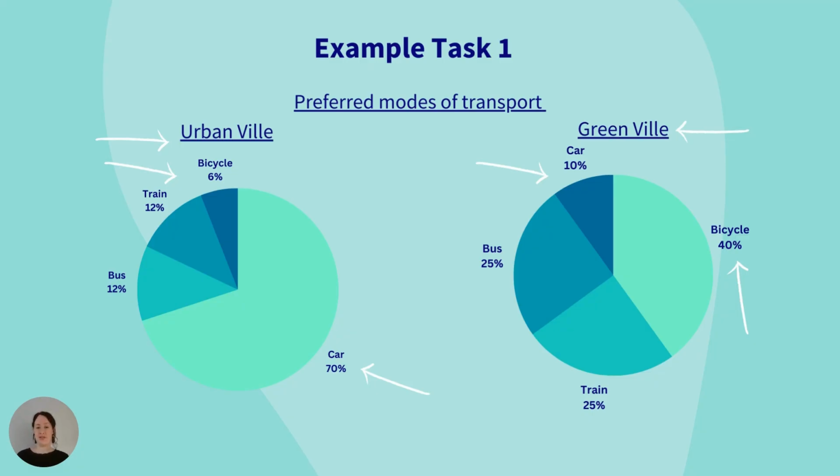We can also see that the most popular mode of transport in Urbanville was travelling by car, and the least popular was bicycle. In Greenville, however, travelling by bicycle was the most popular, and cars were least popular.